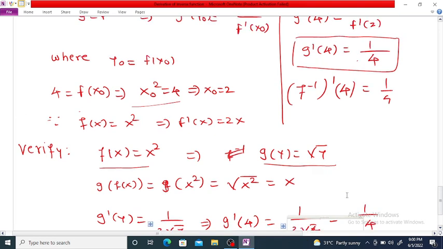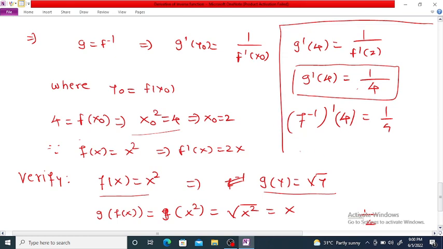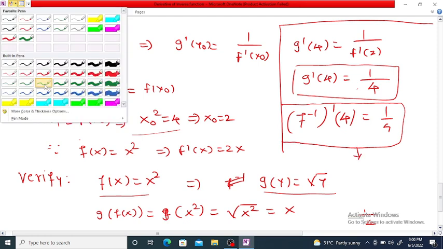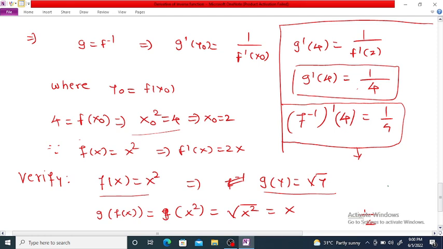So we can verify by finding the derivative using our formula. What is the formula here? By using the formula, g dash y is equal to 1 divided by f dash of x, that is, g dash y0 is equal to 1 divided by f dash of x0.